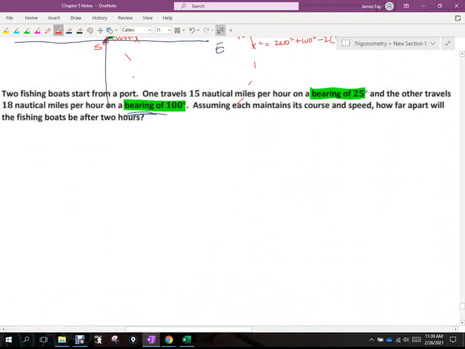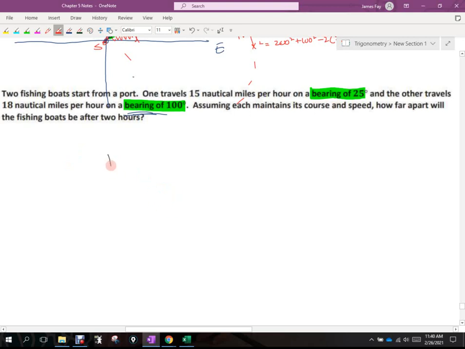Okay, so this one says two fishing boats start from port. One travels 15 nautical miles per hour on a bearing of 25 degrees. The other travels 18 nautical miles per hour on a bearing of 100 degrees. It says, assuming each maintains its course and speed, how far apart will the fishing boats be after 2 hours?